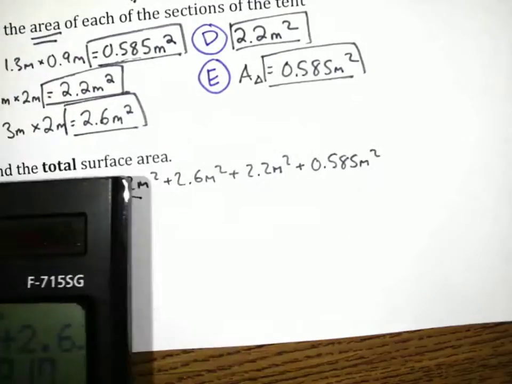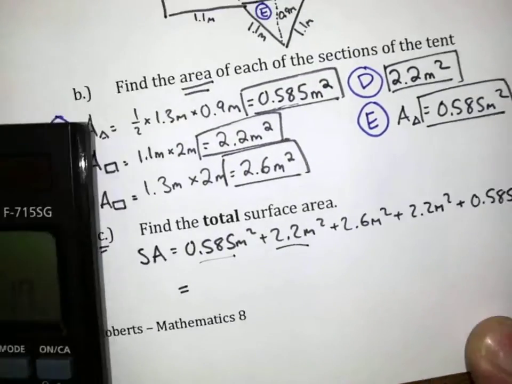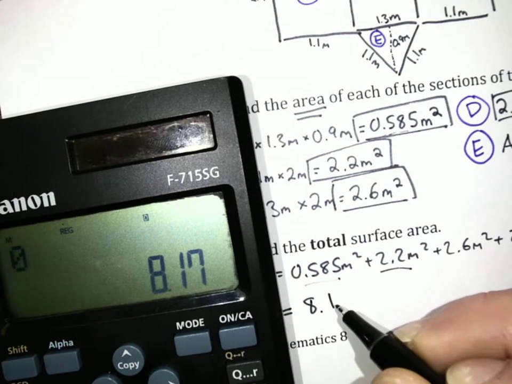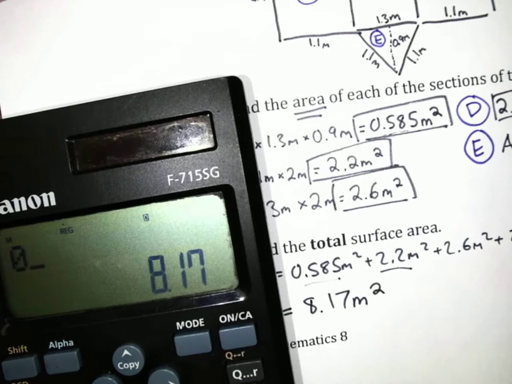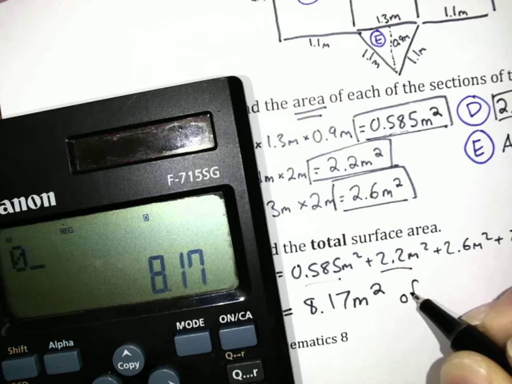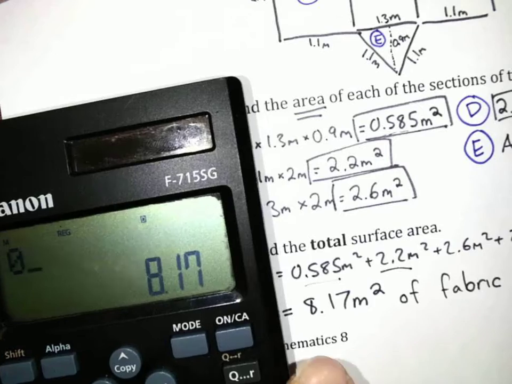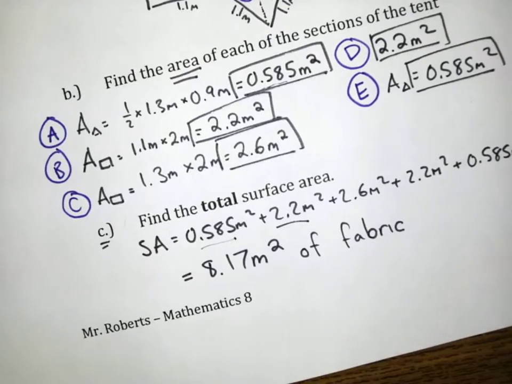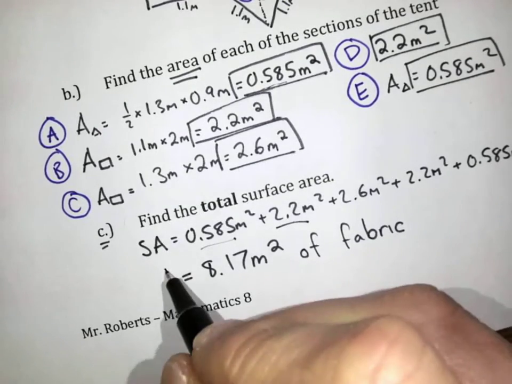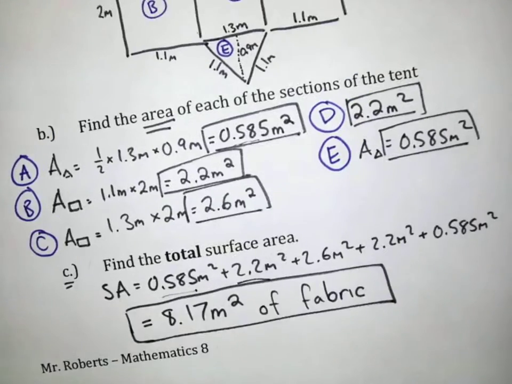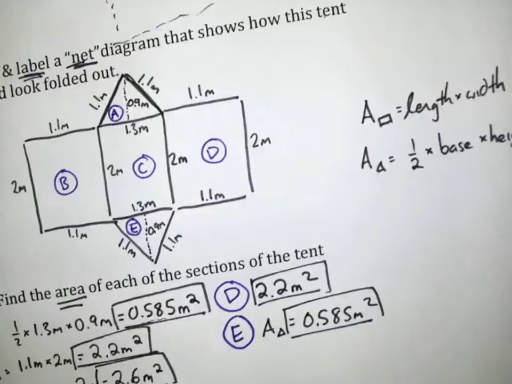Okay, and it gives a total surface area of 8.17 square meters. And since it's a word problem, I'm going to add that we're talking about fabric. It's nice to remind ourselves what we were looking for in the first place, and it was a type of fabric, a certain amount. All right, and I like to put a big box around my final answer so I can easily find it later if I need it. Okay, let's flip over the page.